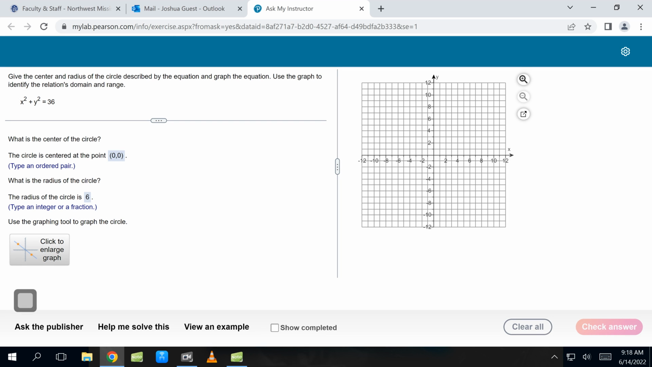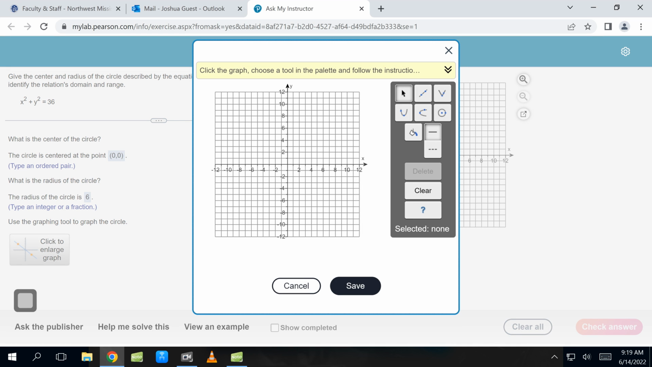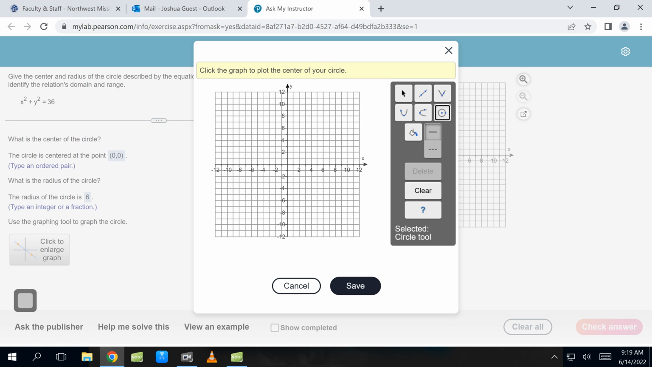Now it says use the graphing tool to graph the circle. My guess is, for those who ask about this, this is probably the first issue you encountered. The domain and range might be the next, but graphing on this is interesting sometimes. So click to enlarge the graph. I'm graphing a circle, so I'm going to choose the icon. See the second row of 3, the one on the right now has that black box around it? It's a circle. I'm going to choose that.